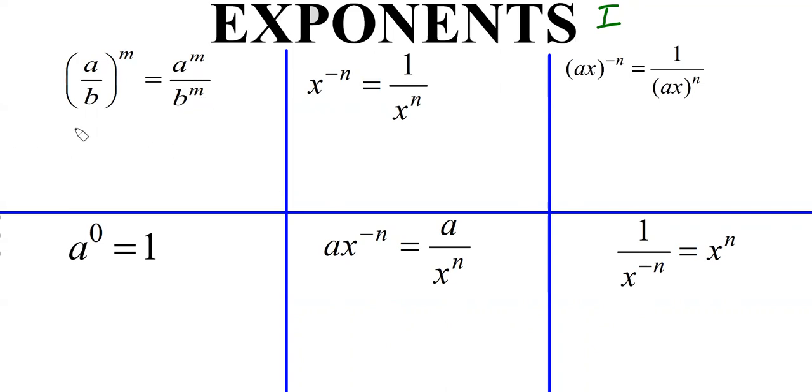For example, if we have 2 over 3, let's say squared. It's going to be 2 to the power of 2 over 3 to the power of 2. Then we get 4 over 9, like that. That's what we're talking about here. So 2 goes to all of them. Here is what we learned from the previous slide: if we have x to the power of negative n, this is equal to 1 over x to the power of n.